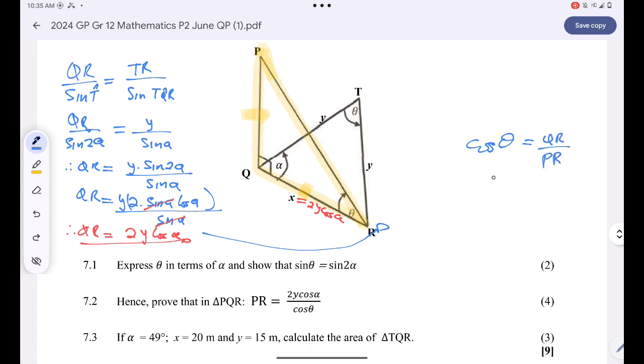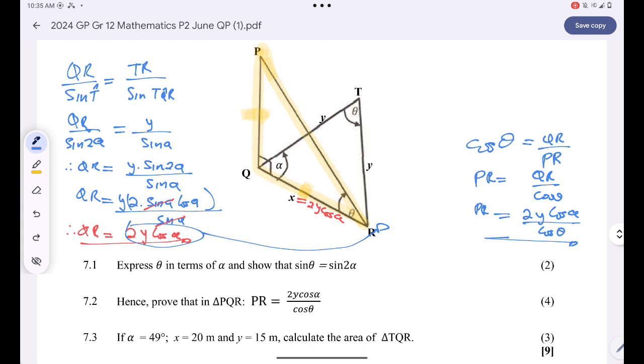Then I can cross multiply. PR is equal to the length of QR all over the cos of angle theta. But I do know the length of QR. QR is equal to this. So PR is equal to 2Y cos alpha divided by cos theta. That's how, guys, we're supposed to prove that statement over there.